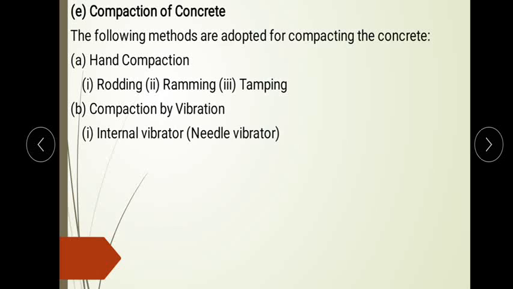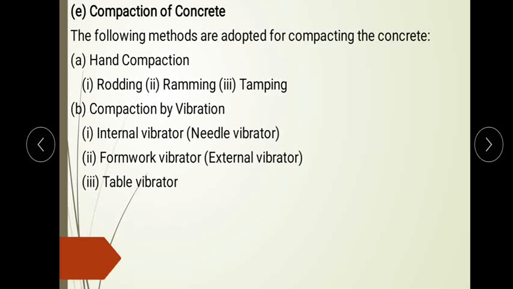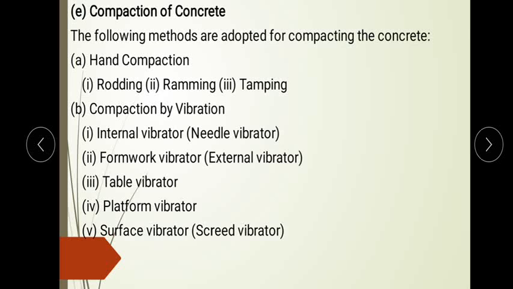By using that needle type of vibrator, we can get a proper way of compaction in that particular concrete. This needle kind of structure is generally used for heavy slab thicknesses of 175 mm or 200 mm. Next one, formwork vibrators, table type vibrators and platform type vibrators. These are also generally used for heavy slab thicknesses or beams, especially for those components.